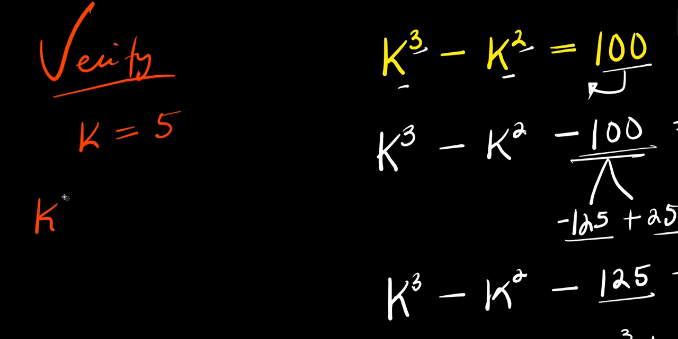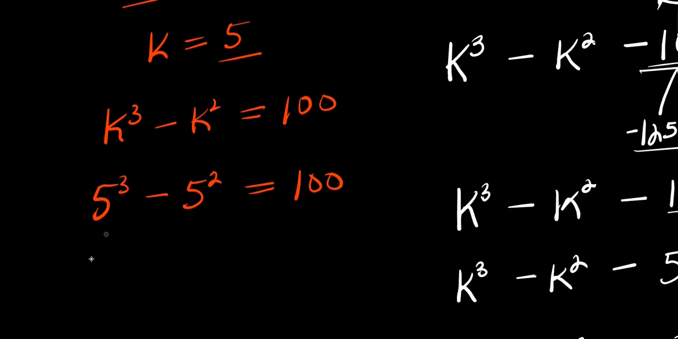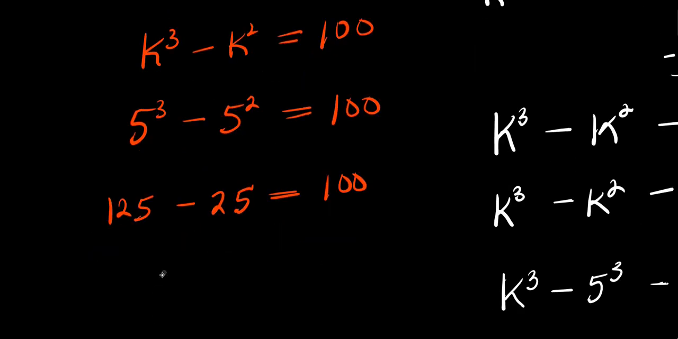So we have k power 3 minus k power 2 equals 100. Let's substitute 5 for k. We have 5 power 3 minus 5 power 2 equals 100. This is 125 minus 25 equals 100. This is 100 equals 100. Left hand side equals right hand side.